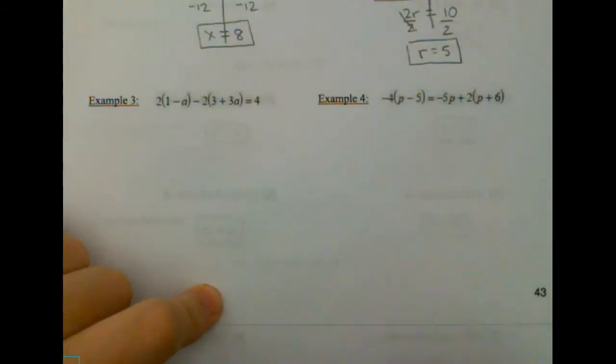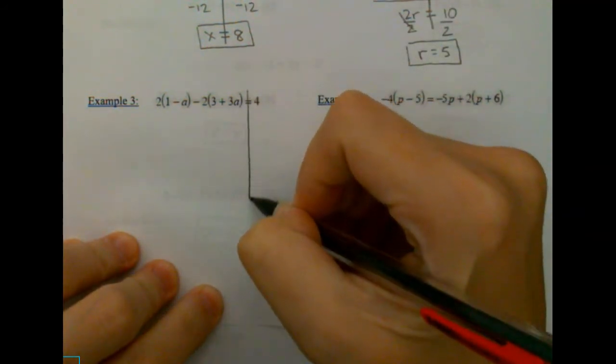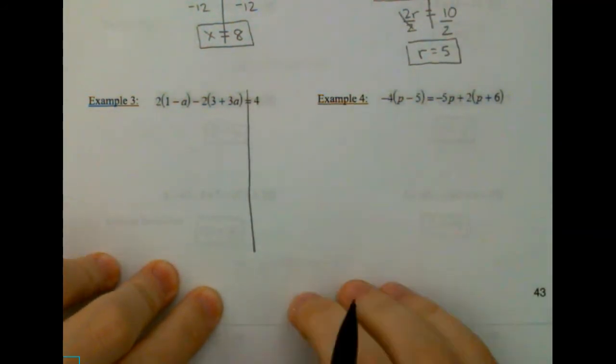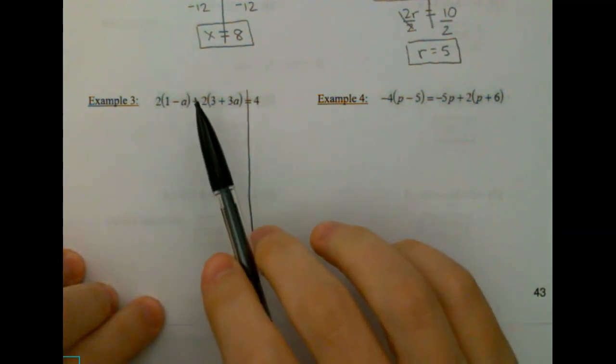And these examples have to do with having 2 sets of parentheses in a problem instead of just 1. So we still draw our line like normal. Now to start off this problem, we've got to get rid of both sets of parentheses. So I've got to distribute the 2.